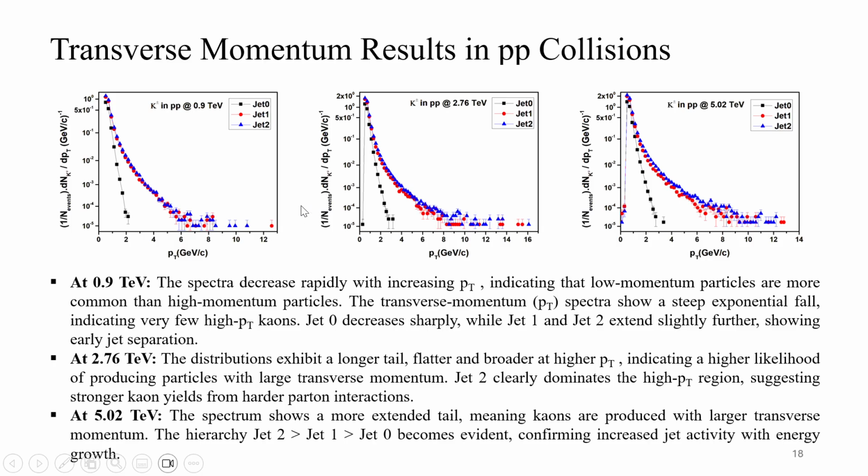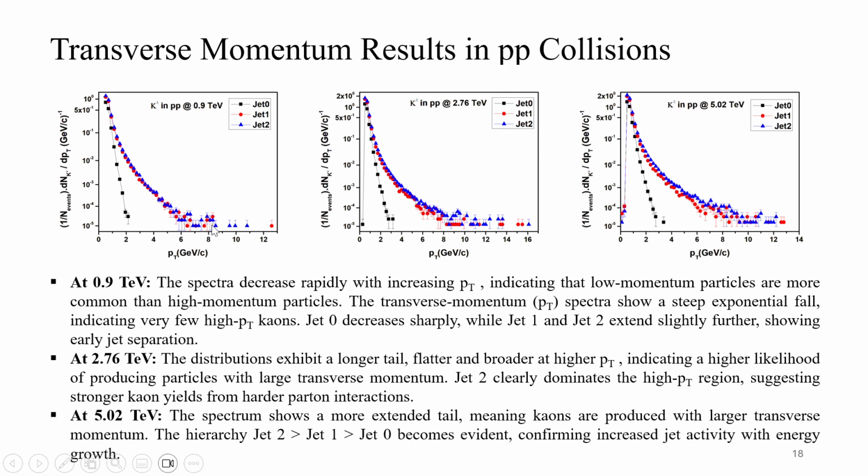So now what if you increase the energy? So here the energy is 2.76 tera electron volts. As the energy increases, what you can see here is that you get a longer tail, and your particles now also go to high PT.